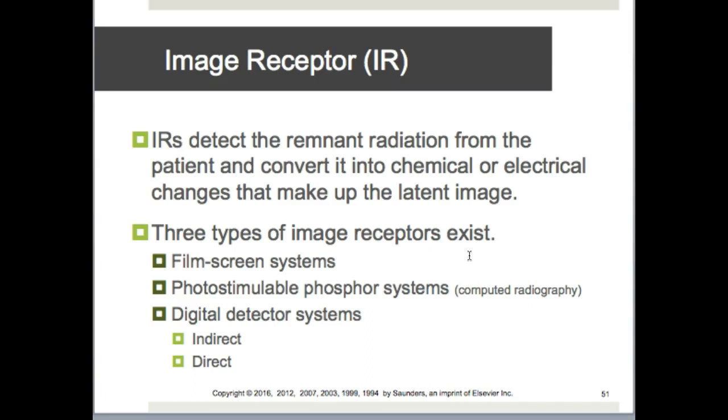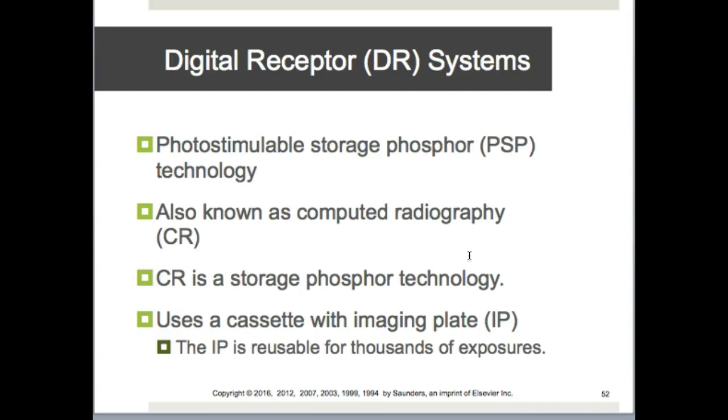Okay, so image receptors. Image receptors detect the remnant radiation from the patient and convert it to chemical or electronic changes that make up the latent image. There are 3 types. We talked about the film screen already. Now we're going to go into the photostimulable phosphor system, which is what we call computed radiography. And then there are digital detector systems, direct and indirect. So PSP, photostimulable phosphor, storage phosphor, is also known as CR. CR is a storage phosphor technology. It uses a cassette with the imaging plate. The plate is reusable for thousands of exposures.